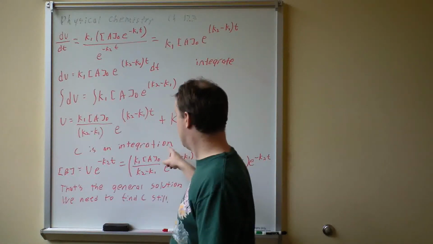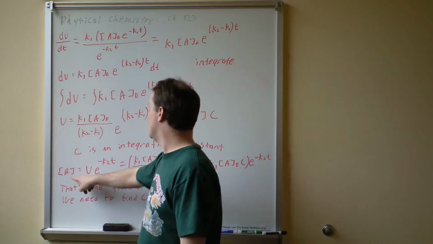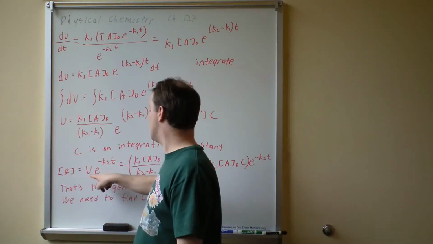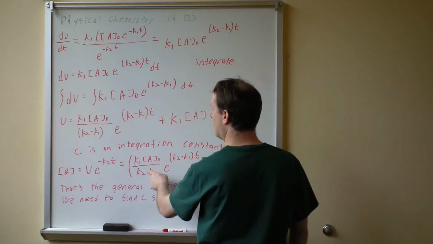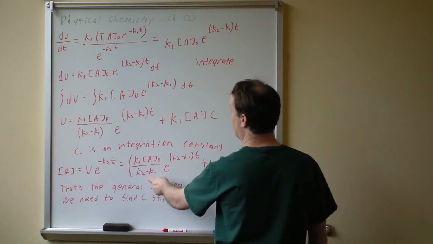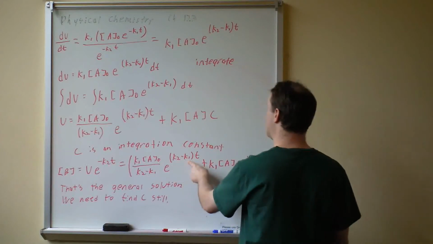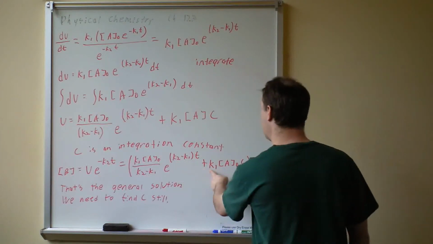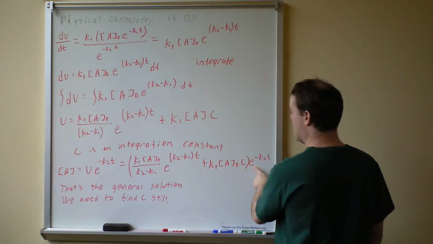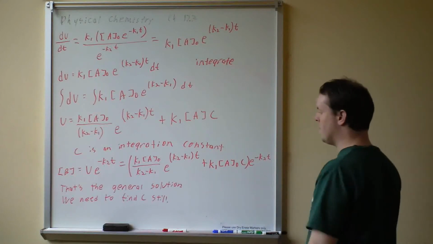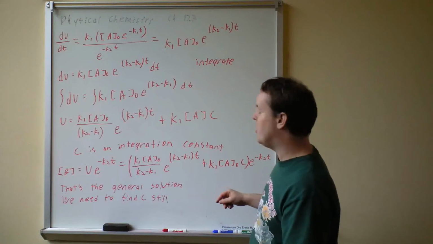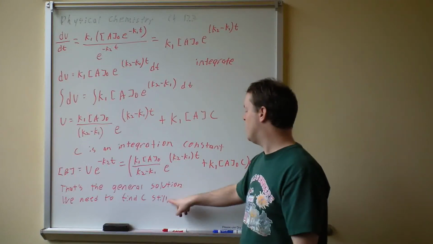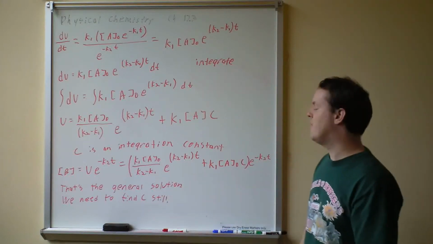So solving for B, or well, what we had before, we get the concentration of B is equal to u times e to the minus k2t. So substituting all that in, we get k1 times A naught over (k2 minus k1) times e to the minus k1t plus k1 times A naught times c times e to the minus k2t. So this is the general solution. If you had differential equations, you know what that means. So now we need to find our particular solution, which means we need to find c.